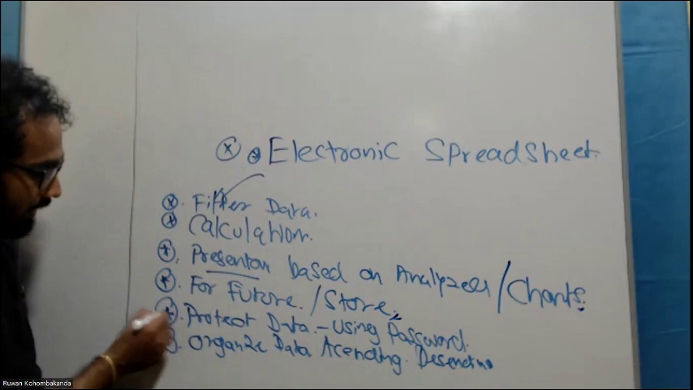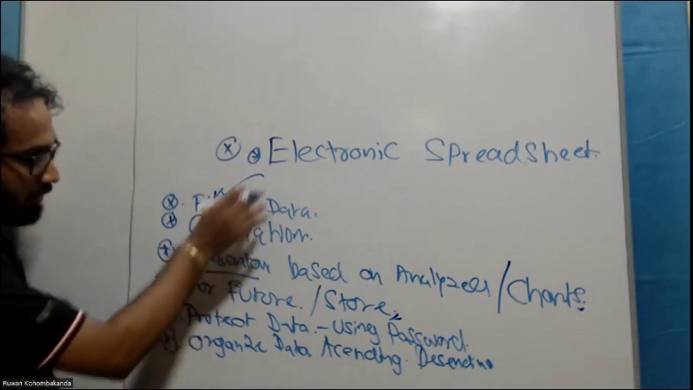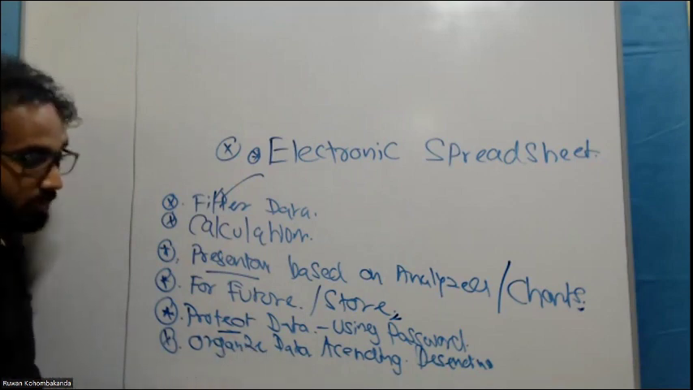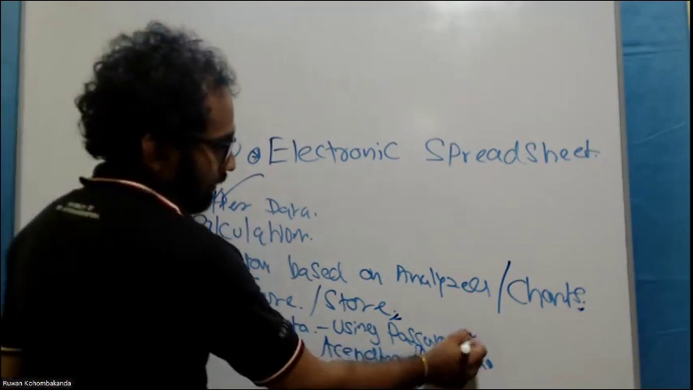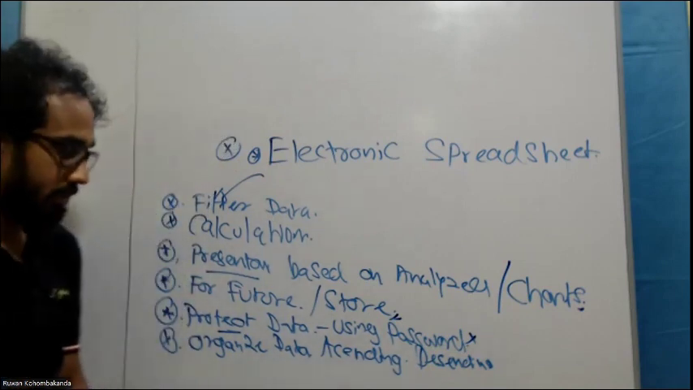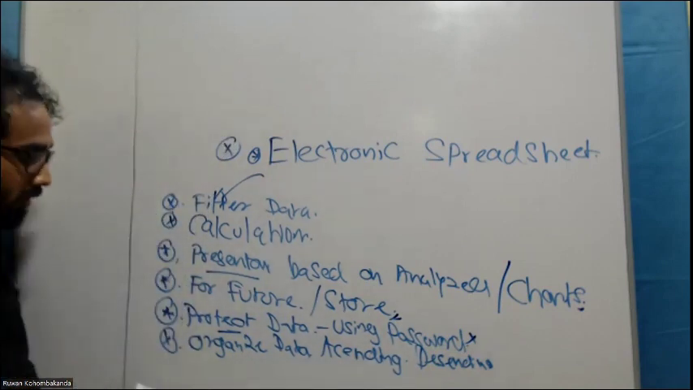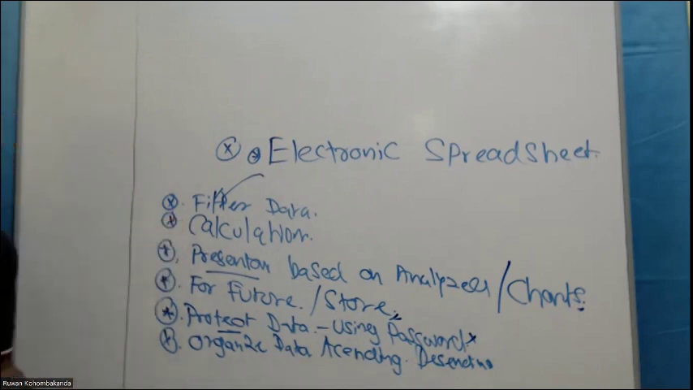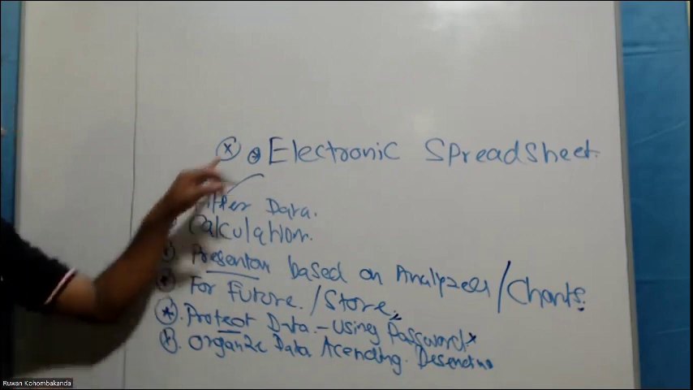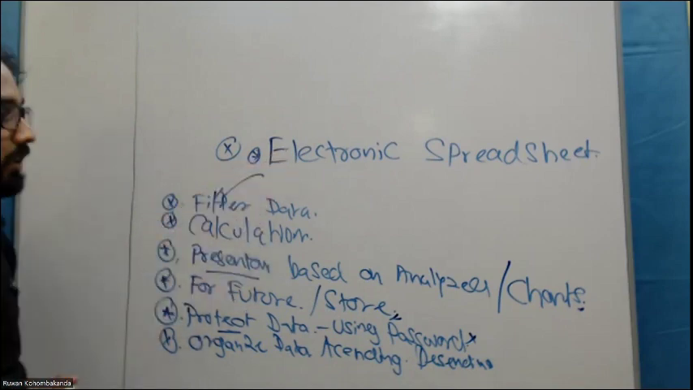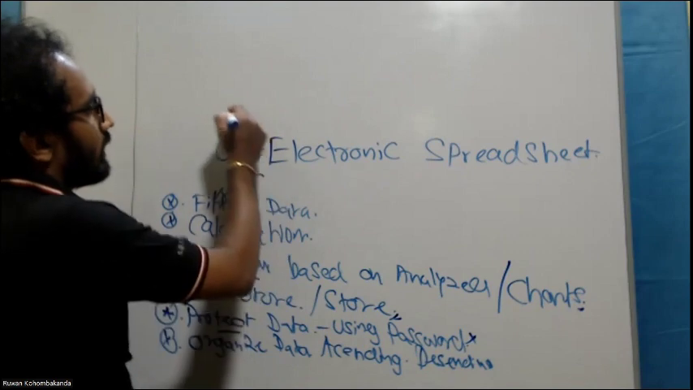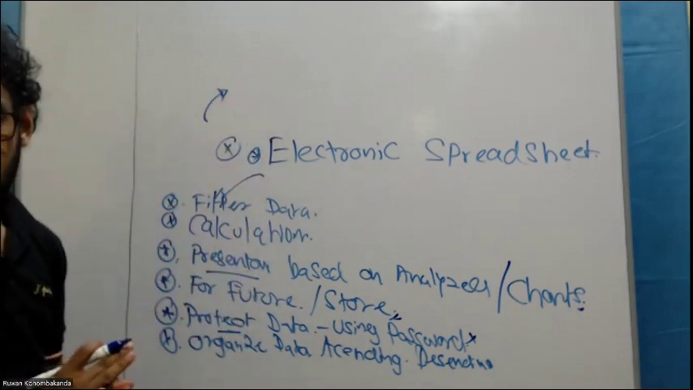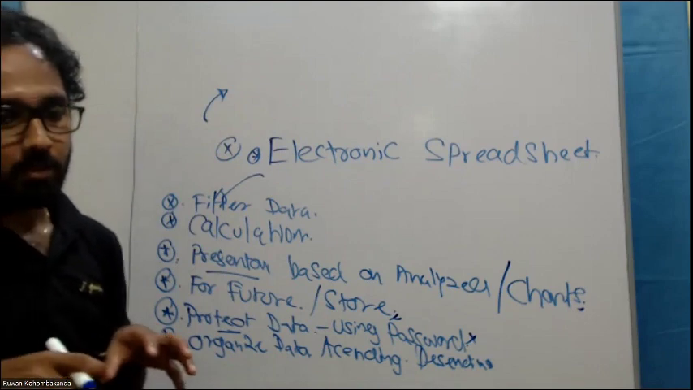Another thing is we can use this tool for data protection. How? We can add a password, then we can protect information or data. We can also organize data in ascending and descending order. Finally, we can filter data using the electronic spreadsheet. What are the available tools? Give me some examples.